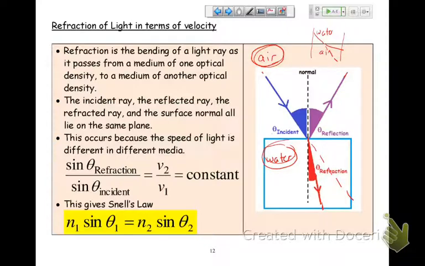So the take-home equation is what we call Snell's law. And this is a very, very, very useful equation. What it says is, take the refractive index of your first medium, in this case air, and take the sine of the angle of incidence. And take the refractive index of the second medium, in this case water, and the sine of the angle of refraction, and they're equal to each other.